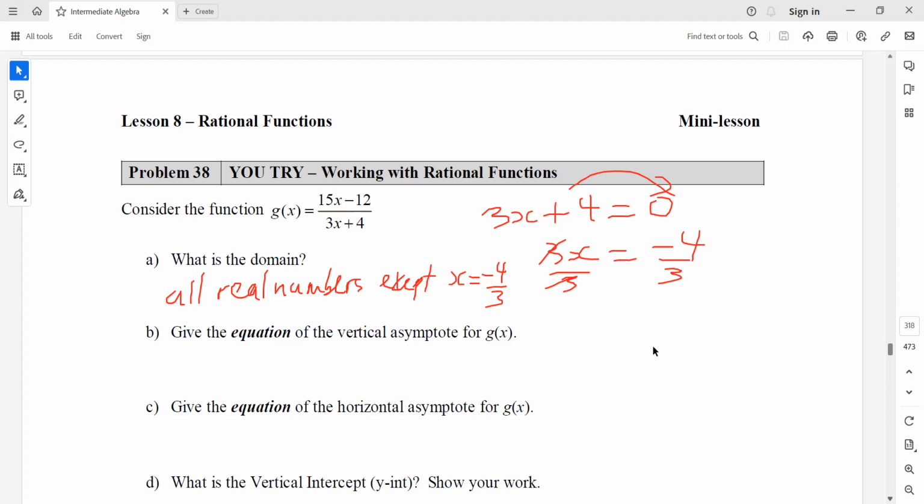Now, what about the vertical asymptote? It is the same. So the exception becomes the vertical asymptote. Now, what about the horizontal asymptote? When you look at the numerator, the highest degree x term is 15x. The denominator is 3x. So x will cancel x, and 3 will cancel 15 five times. So y equals 5.